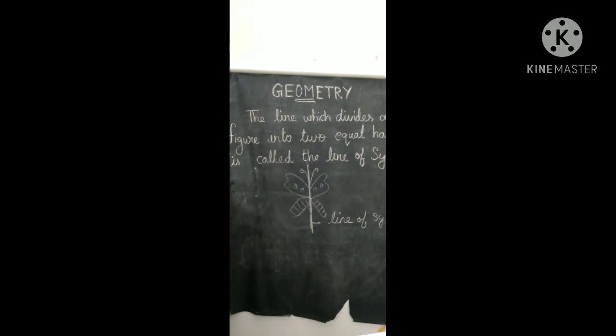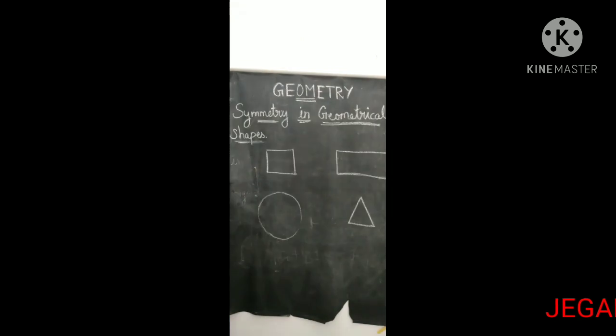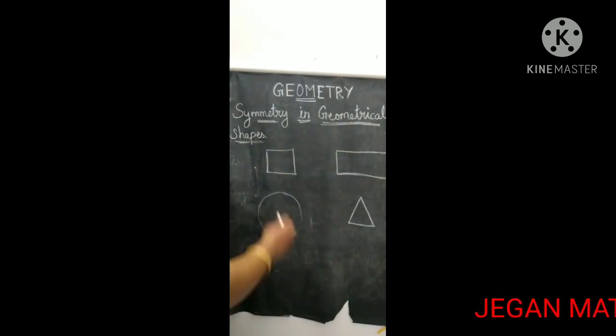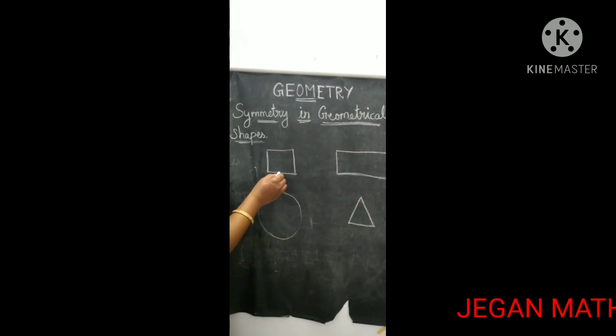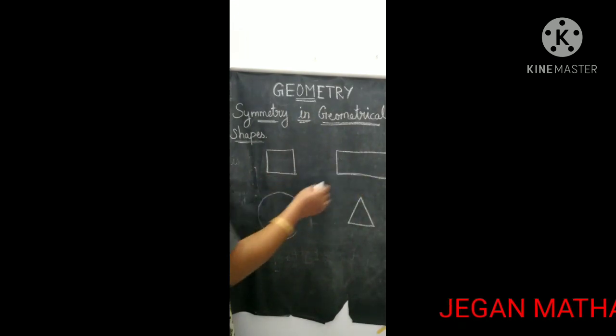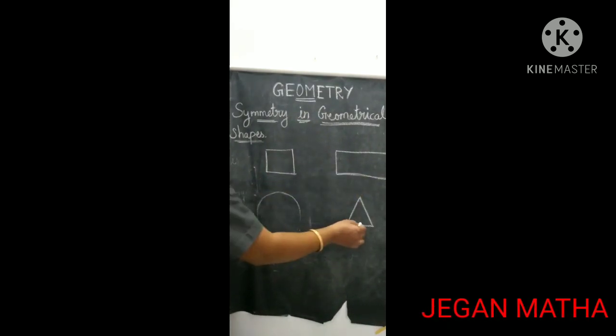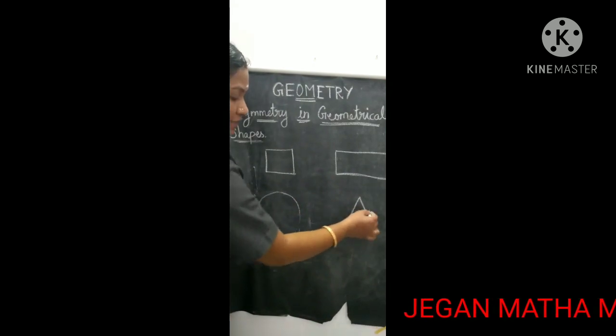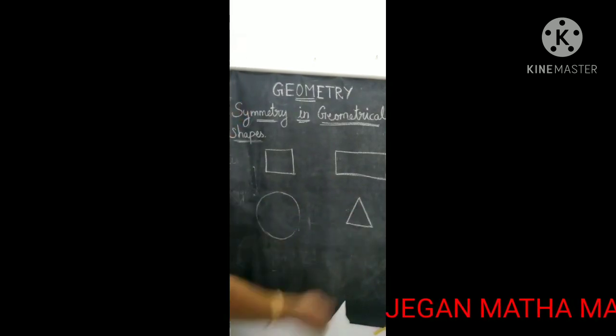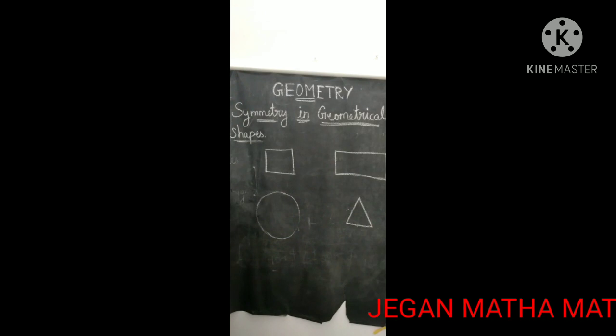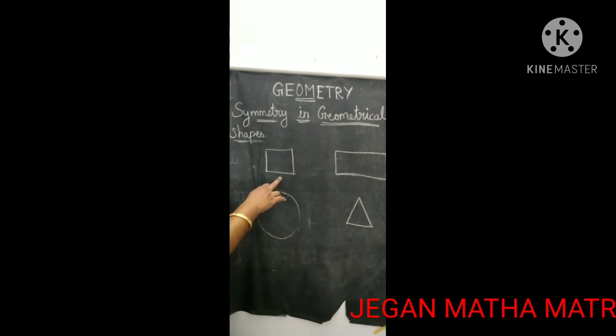Next, let's see symmetry in geometrical figures. See the geometrical figures: square, rectangle, circle, triangle, and equilateral triangle, where all sides are equal.